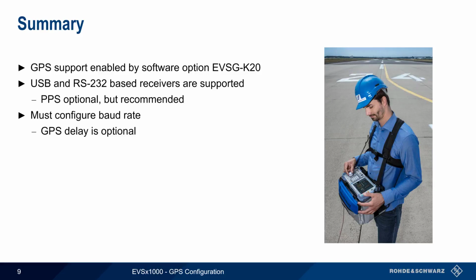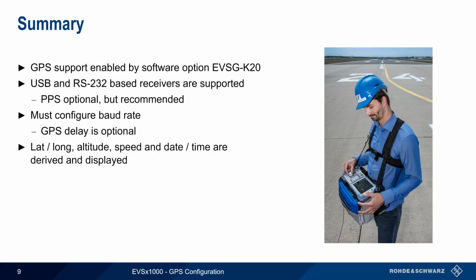Based on the received GPS data, the EVS will derive and display latitude, longitude, altitude, speed, and date/time. This data is stored and recorded by default with all numerical measurement data. This concludes our presentation, Getting Started with the EVS1000 GPS Configuration.